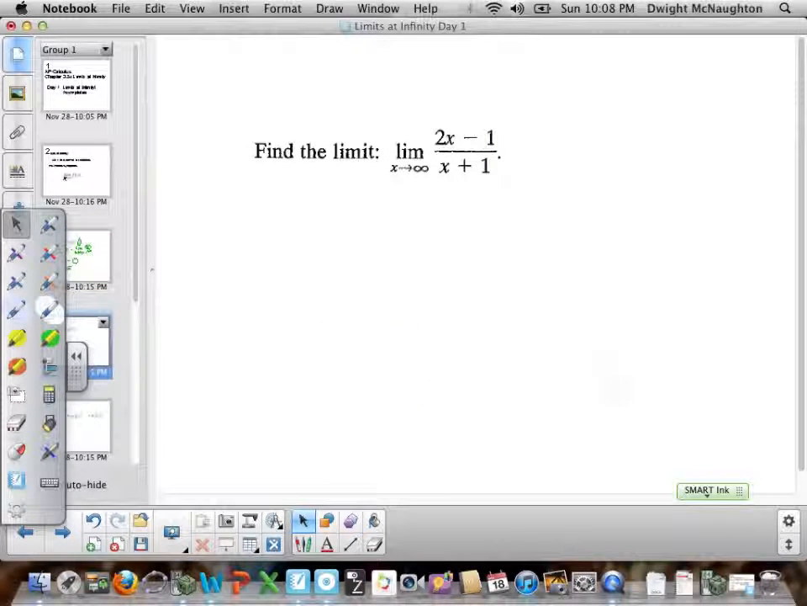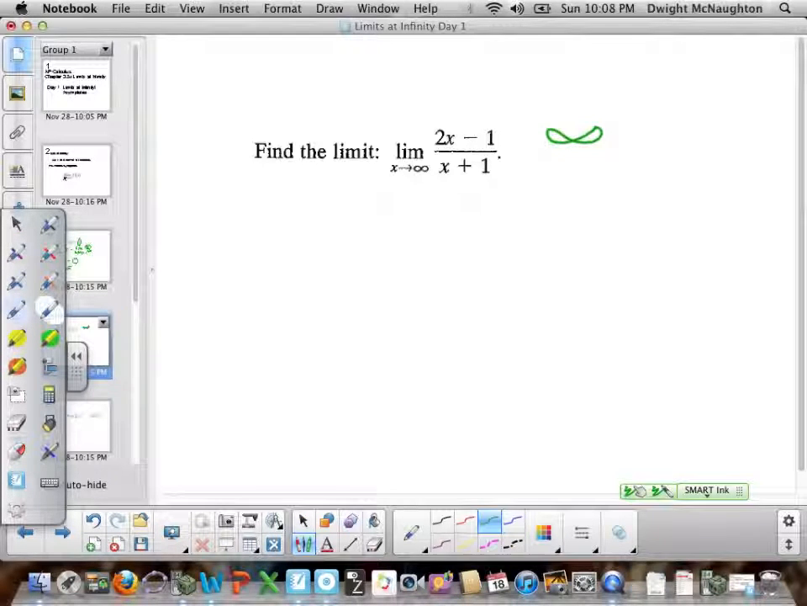So let's take this one. Take the limit as x approaches infinity of 2x minus 1 over x plus 1. Well, 2 times infinity is infinity, minus 1 is infinity, and on the bottom we have infinity plus 1, which is infinity. We have infinity divided by infinity, which is an indeterminate form, meaning there's more work to do.